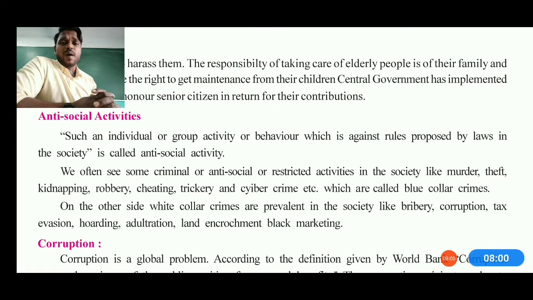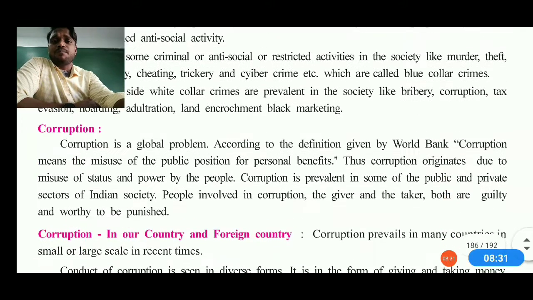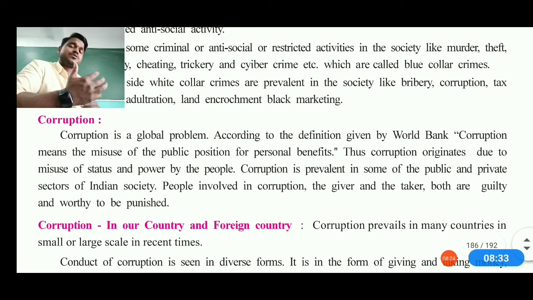On the other side, white collar crimes are prevalent in society, like bribery, Dahej Pratha, that is dowry, rishwat, corruption, tax evasion, hoarding, adulteration, and black marketing. So this is how antisocial activity works in both blue collar and white collar forms, internally working near us in our society, surrounding areas, and public places. Nobody cares about that, and it leads to corruption. A proper pillar of corruption is built by these kinds of antisocial activities.